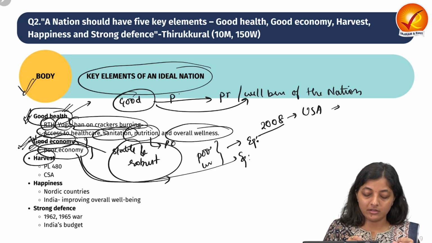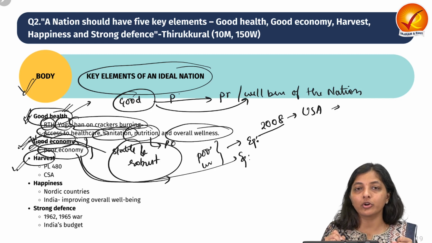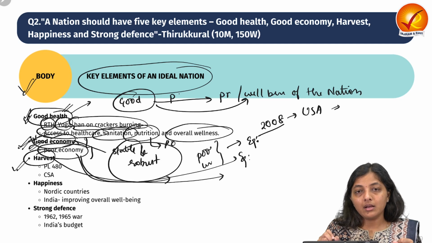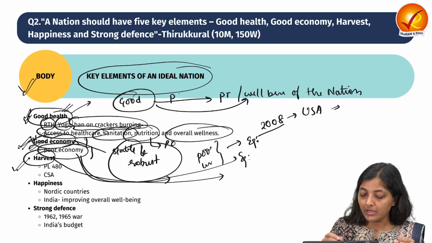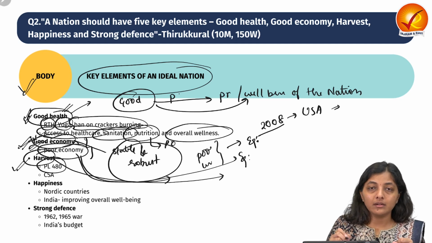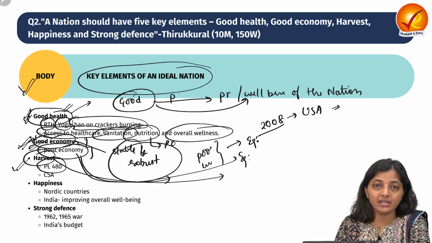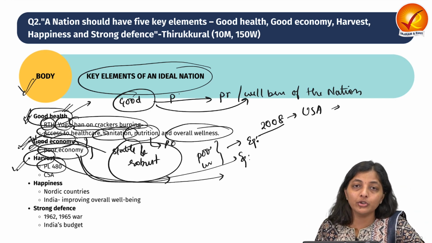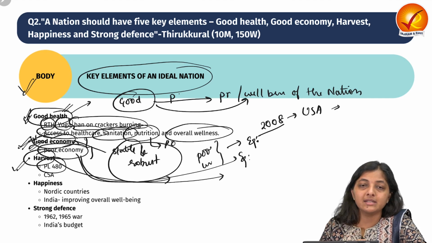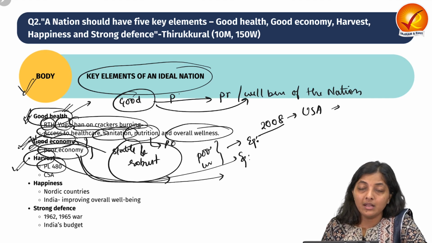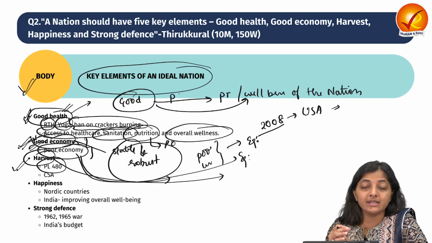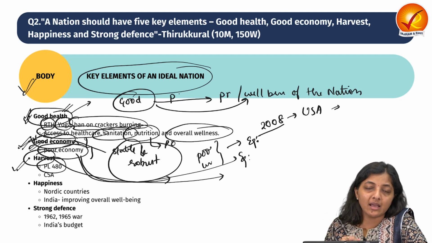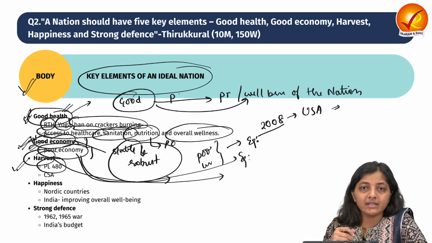Then comes the harvest, the good harvest or good agricultural productivity. So as to sustain the people, food security should be there, crop productivity should be there. You can quote the example that before the 1960s, India was dependent on the USA for wheat grain imports under the PL 480 scheme. But the USA suspended that scheme for some time, and during the increasing incidents of famine, food security was hampered in India.